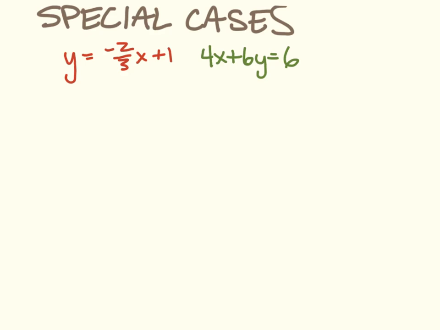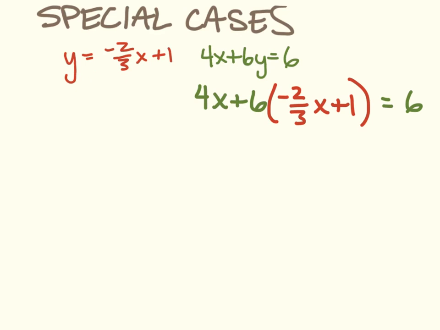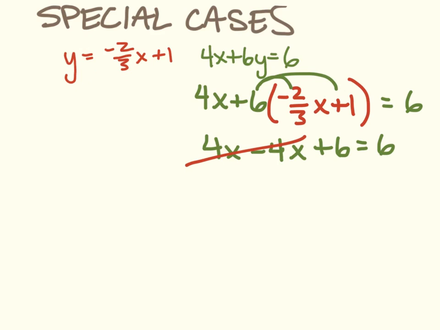Alright, here we have one more special case. Our first equation is already solved for y, so I'm going to replace the y in the other equation. 4x plus 6 times negative 2/3 x plus 1 equals 6. Distribute the 6 here. 4x, 6 times negative 2 is negative 12 divided by 3. It's negative 4x plus 6 equals 6. The 4x minus 4x cancels, and I have 6 equals 6, which is always true.